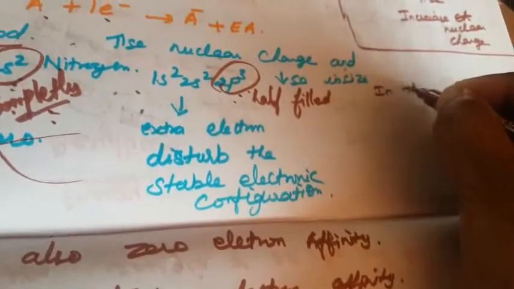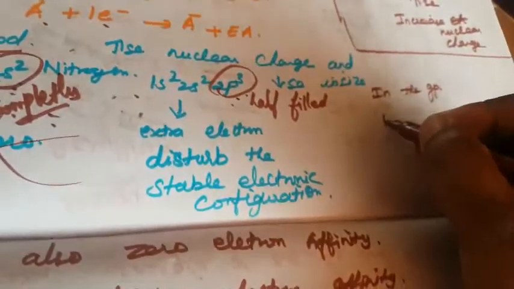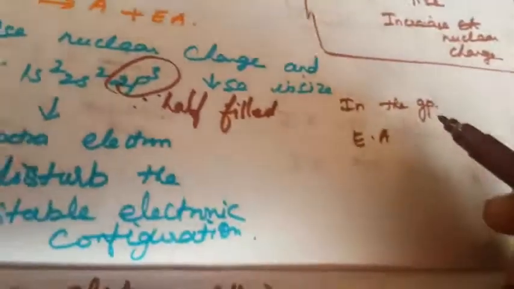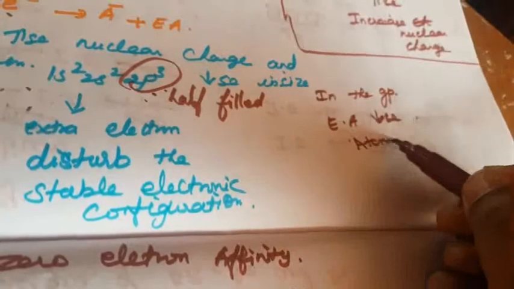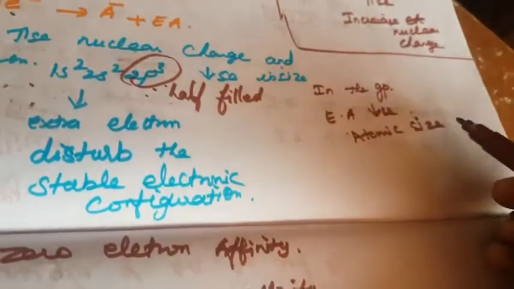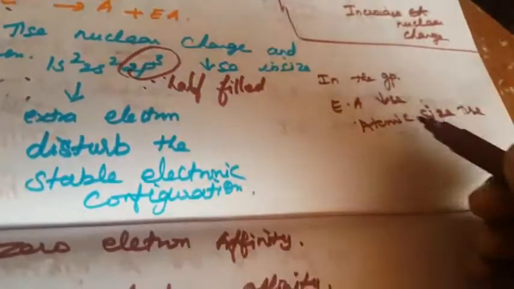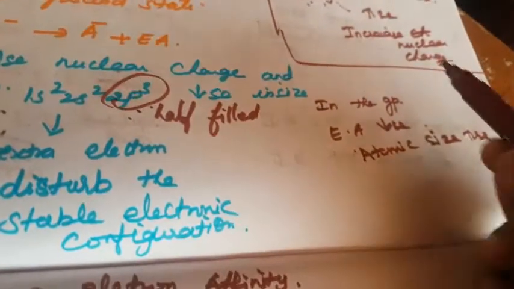In the period, the same thing I already told. In the group, electron affinity will decrease because the atomic radius and ionic radius increase. In the group, electron affinity will decrease because atomic size increases. So top to bottom, group means vertical. Going down the group, the atomic radius and size will increase, so the electron affinity will decrease.